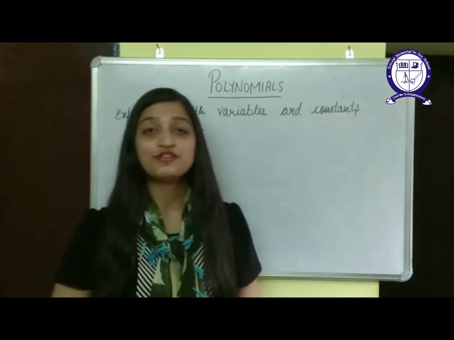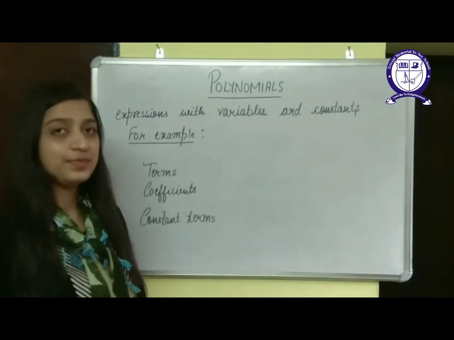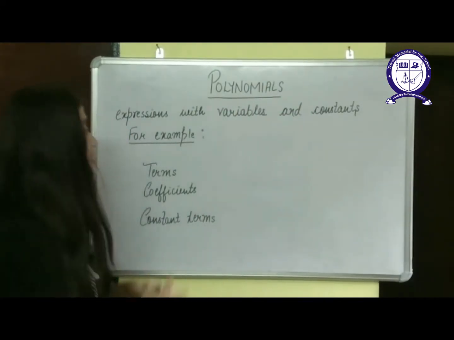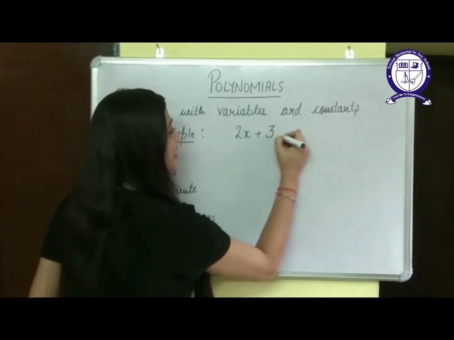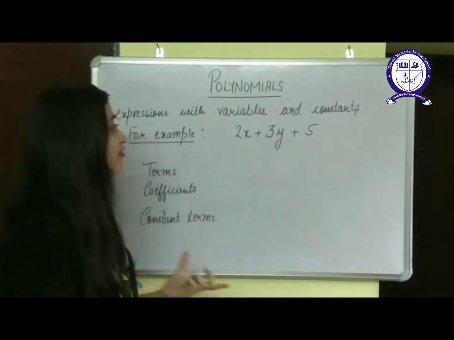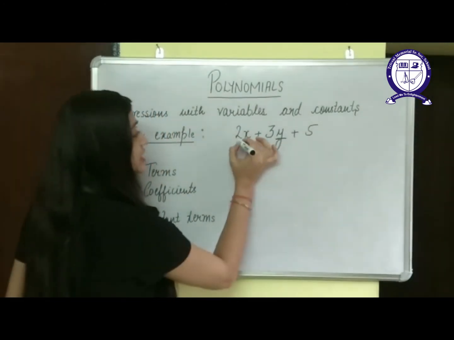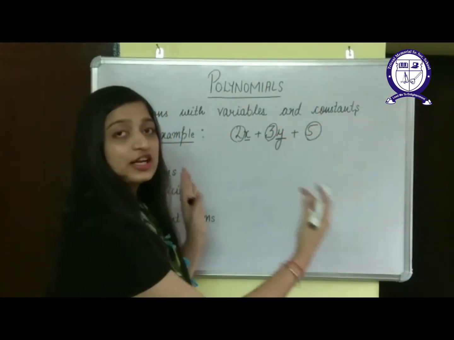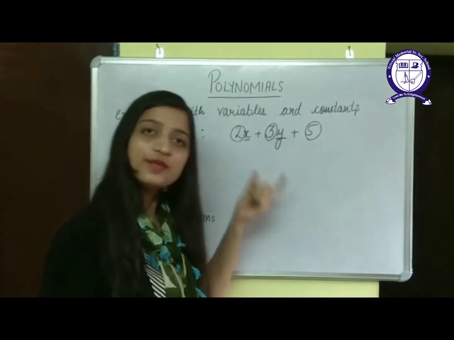Topic is polynomials. So first of all, we will know about what polynomials are. A polynomial is any algebraic expression with variables and constants. For example, I am taking 2x plus 3y plus 5. This is a polynomial where the unknowns x and y are the variables, and these are my constant numbers. So the expression which is a combination of the variables and these constant numbers is a polynomial.